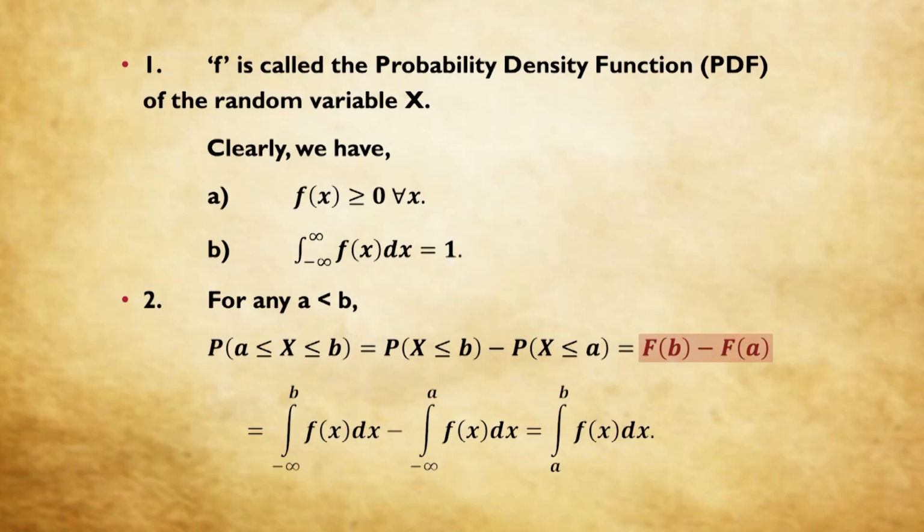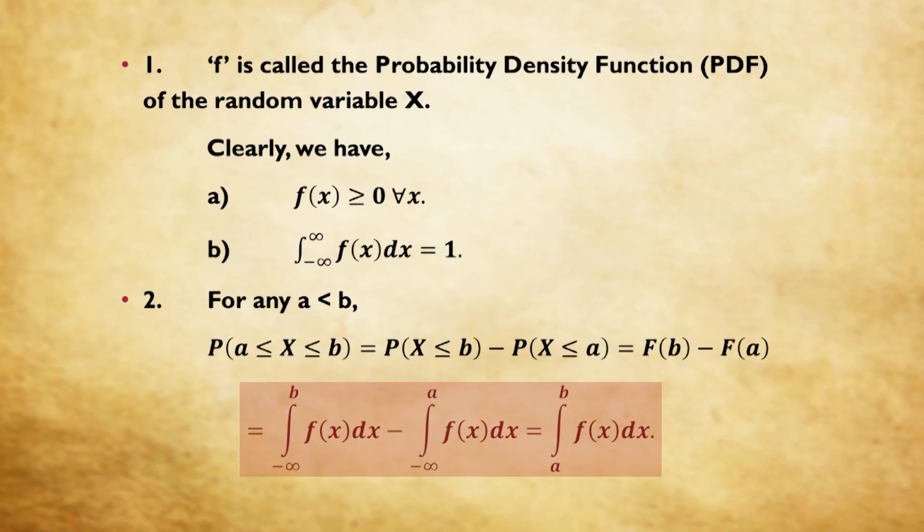So by the definition of cumulative distribution function, as we have seen earlier, we can write this as F(b) minus F(a). Now you put the formula: F(b) is the integral from minus infinity to b of f(x) dx, and capital F(a) is the integral from minus infinity to a of f(x) dx. So basically it comes out to be the integral from a to b of f(x) dx. So the probability that x lies between a and b is nothing but the integration of the PDF from a to b. This is how we work it out mathematically.